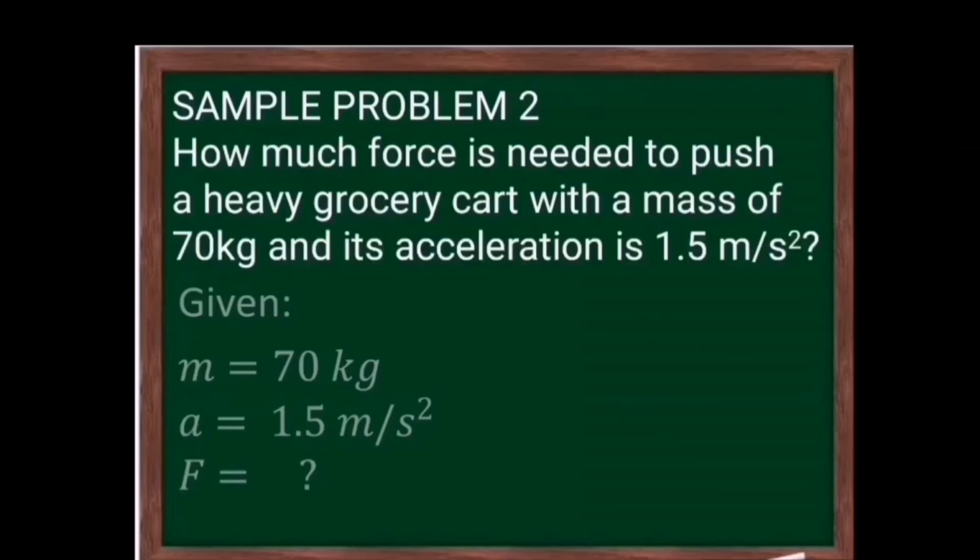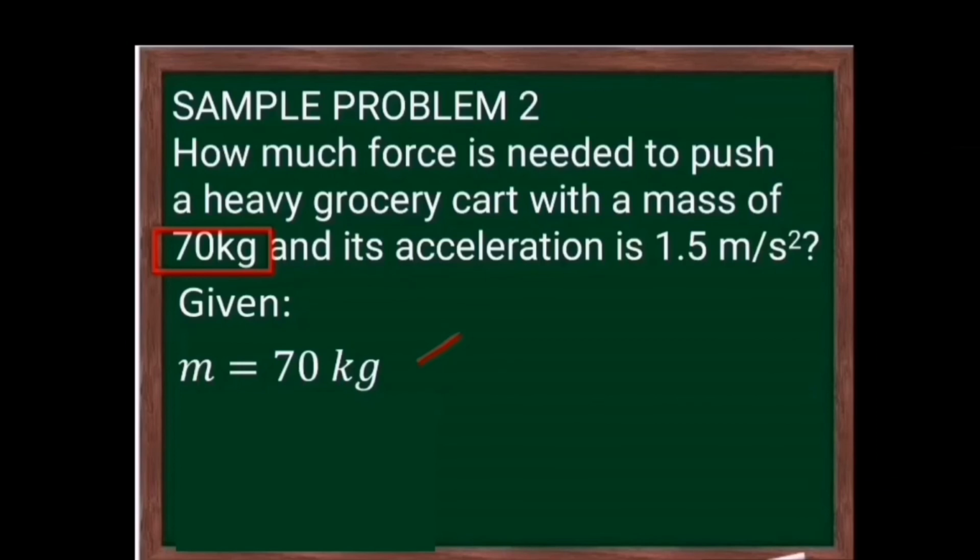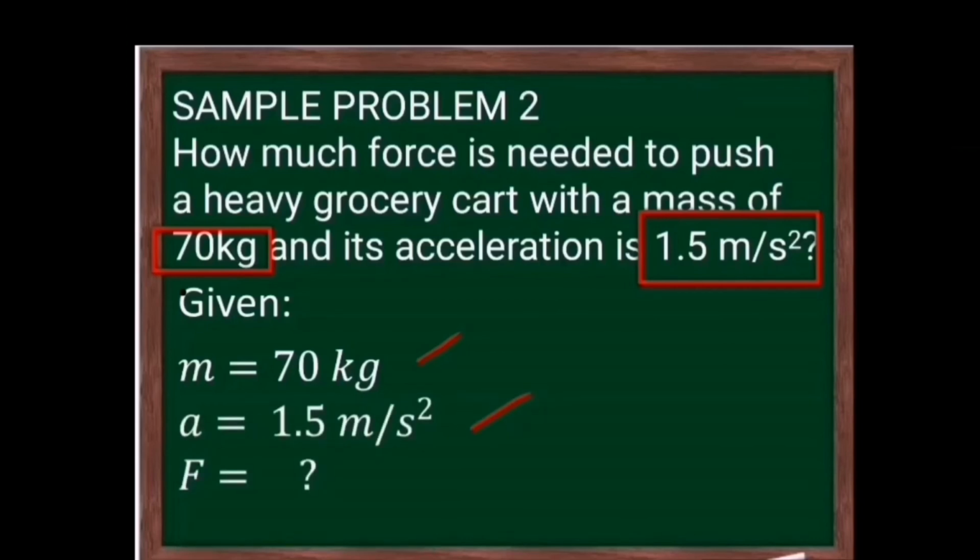Let's have the next sample problem. How much force is needed to push a heavy grocery cart with a mass of 70 kg and its acceleration is 1.5 meter per second squared? Again, the first thing that we need to do is to identify the given. The first given is 70 kg. By its unit, kilogram, we can identify that it is the given mass. The next given is 1.5 meter per second squared. Since the unit is meter per second squared, we know that it is the given acceleration. Now that we have the given mass and acceleration, we are required to calculate for the force.